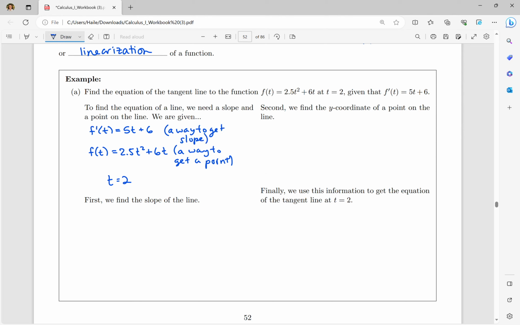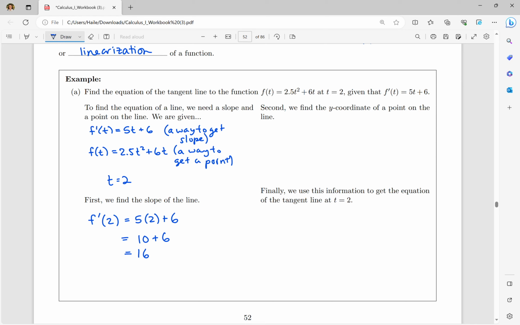Okay, so first let's find the slope. All we need to do to find the slope is plug in our value of t into the derivative. So we have f prime of 2 is equal to 5 times 2 plus 6, which is 10 plus 6, which is 16.